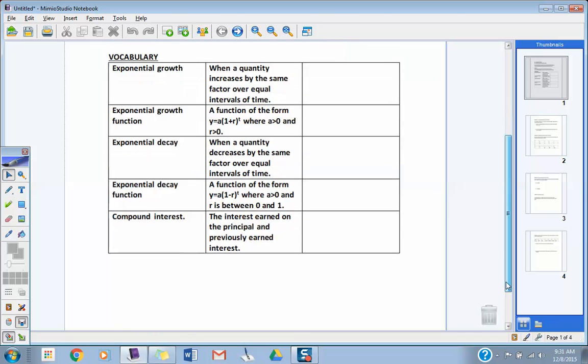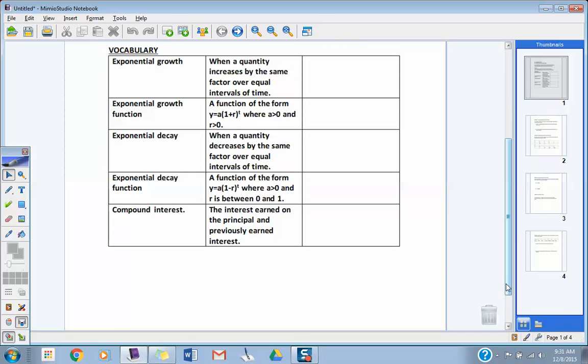First vocab term up here, exponential growth. How about a volunteer to read that definition for me, please? Exponential growth. Who wants it? Go, Kaylee. When a quantity increases by the same factor over equal intervals of time. Okay, so it increases by the same factor. So let me talk about this example. If I cut something in half or if I double it, which one is increasing it? Cutting in half or doubling?